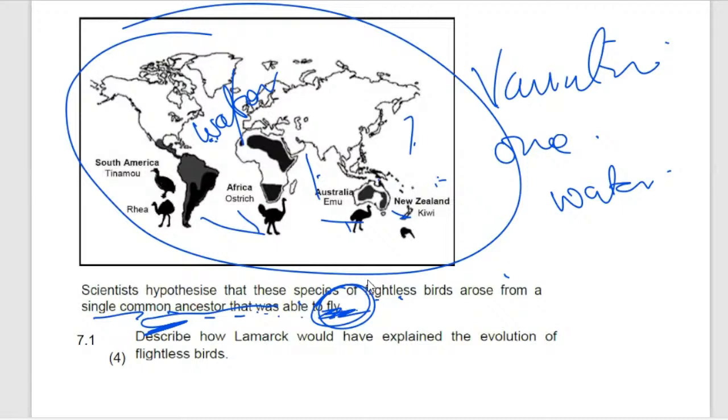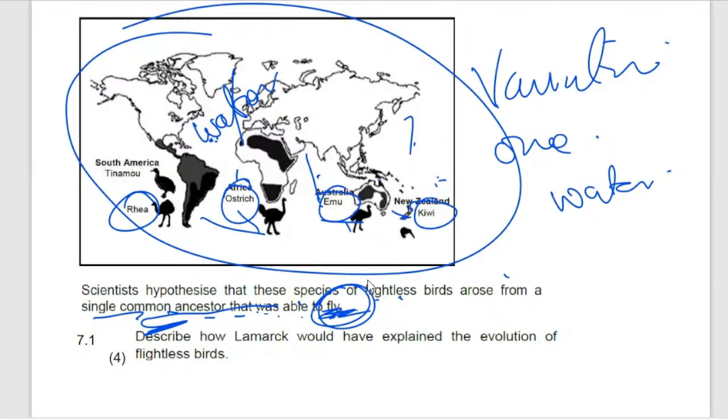If you remove this barrier of water and you make them mix, they are not able to interbreed to produce fertile offspring. Therefore, the ram, the ostrich, the emu and the kiwi became new species. Do you see now how you explain? When they ask you to explain how the species formed, think about speciation. When they ask you to describe using natural selection, you describe Darwinism.